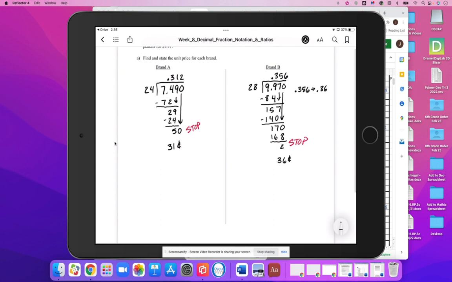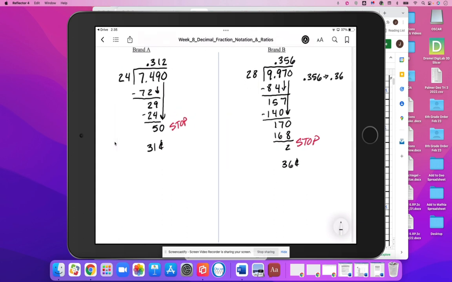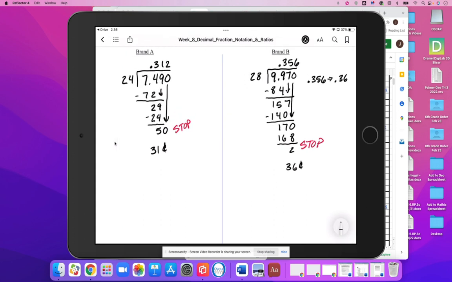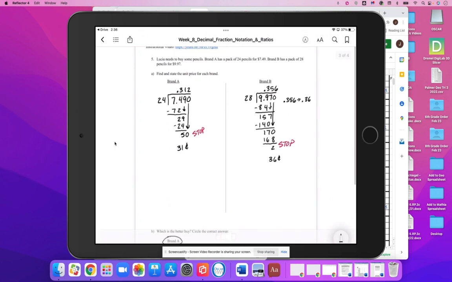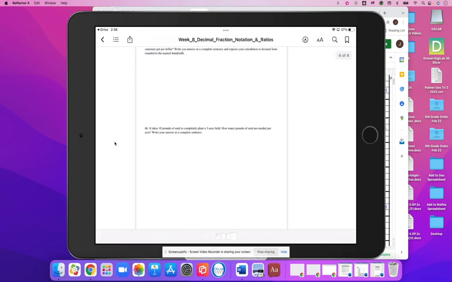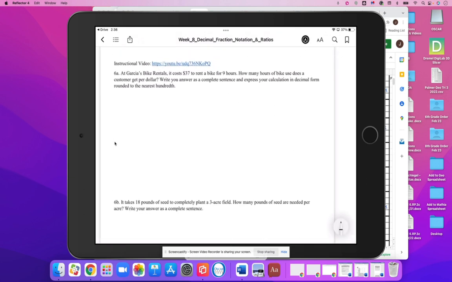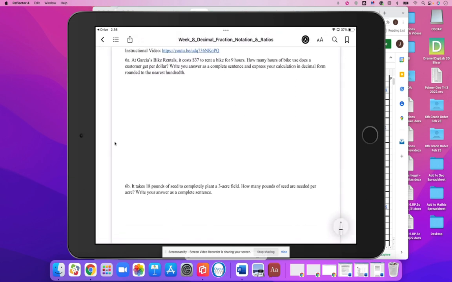Okay, and I'll leave that there for a moment if you need to take notes or pause the video. And then moving on to, I think, the last problem, number 6, although there might be a 7th. Nope, number 6 is going to be it. So we'll get this done here. So at Garcia's Bike Rentals, it costs $37 to rent a bike for 9 hours. How many hours of bike use does a customer get per dollar? Write your answer as a complete sentence and express your calculation in decimal form rounded to the nearest hundredth.